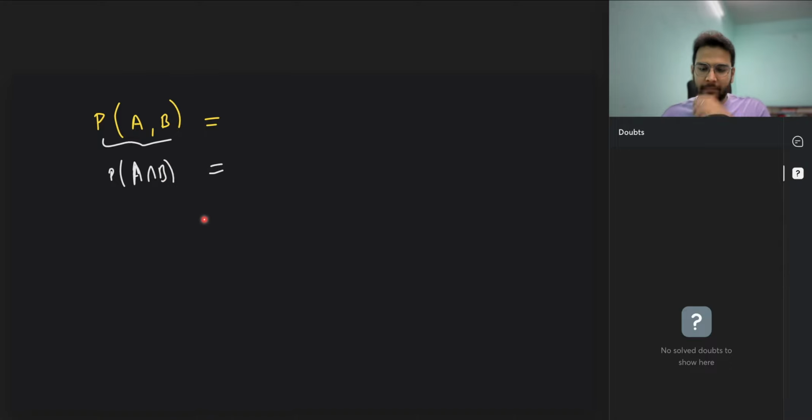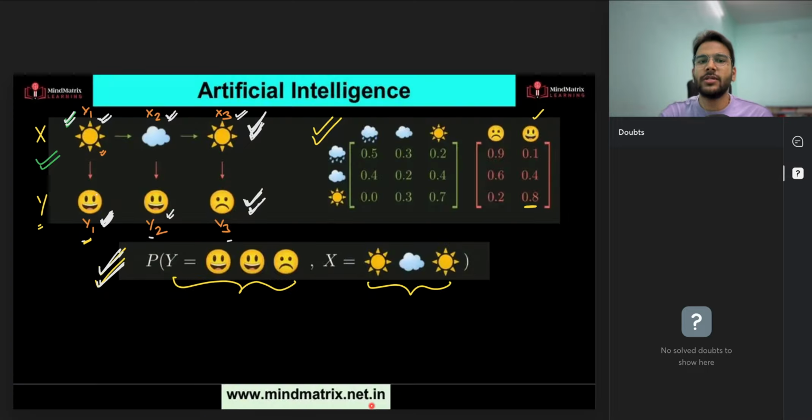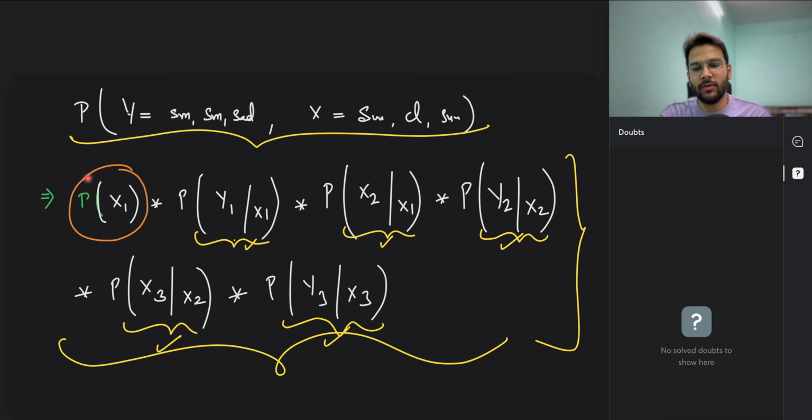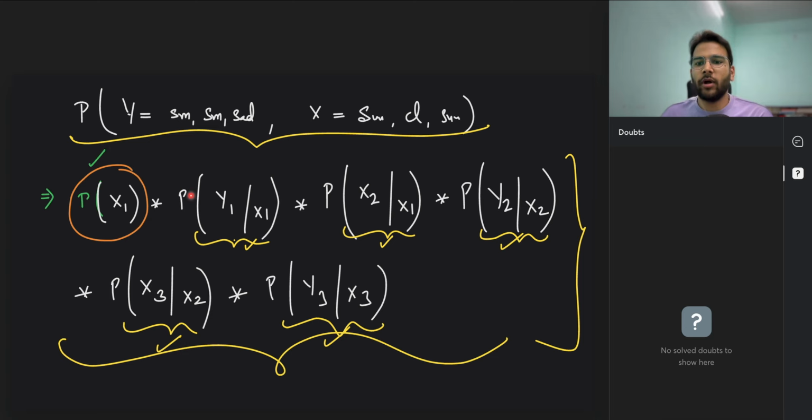How do we write it? I can write it like this: probability of A given B, probability of B. So in general, we write like this. We know here that A is conditionally dependent on B, and B is not dependent on anything. The same thing we are doing here, nothing different. Probability of x1, then probability of y1 given x1, then probability of x2 given x1.